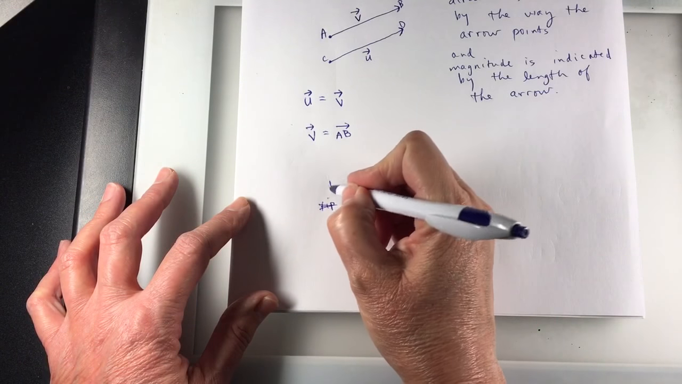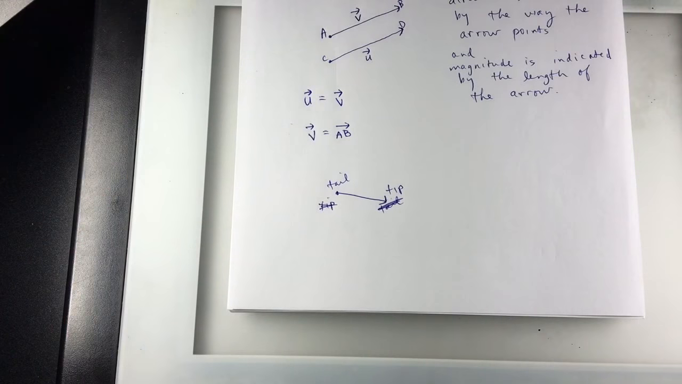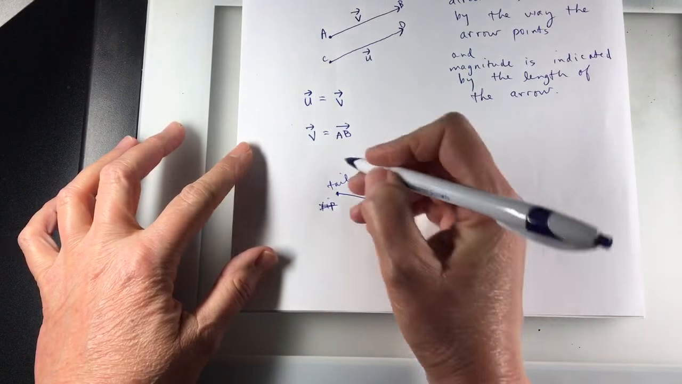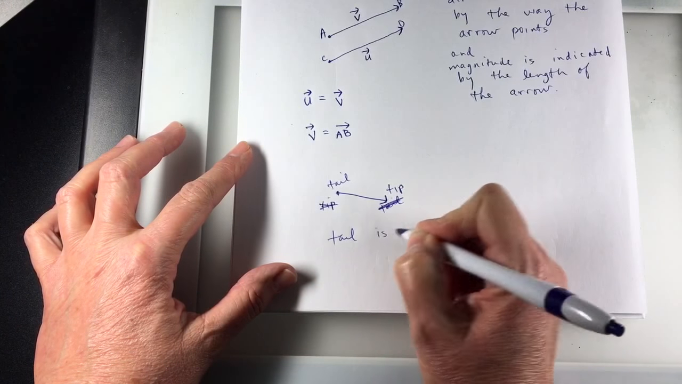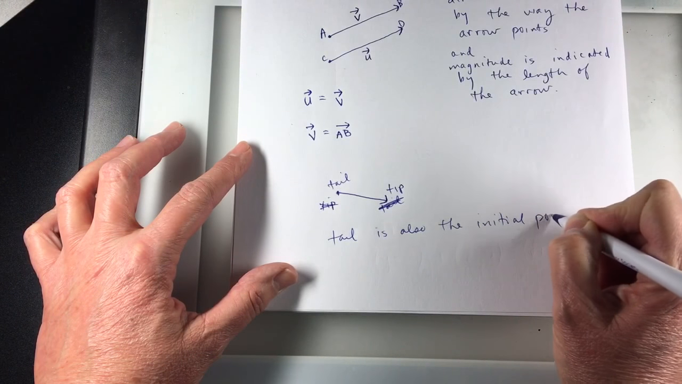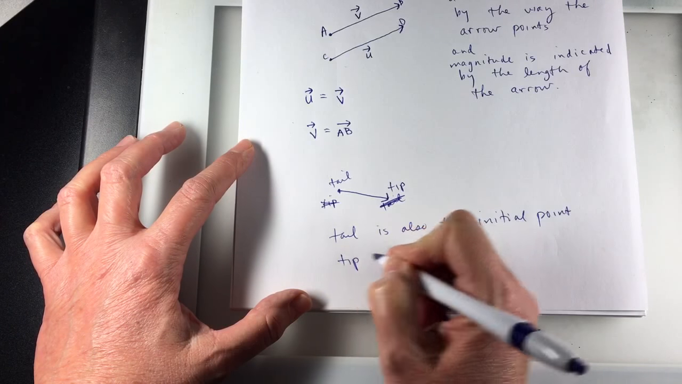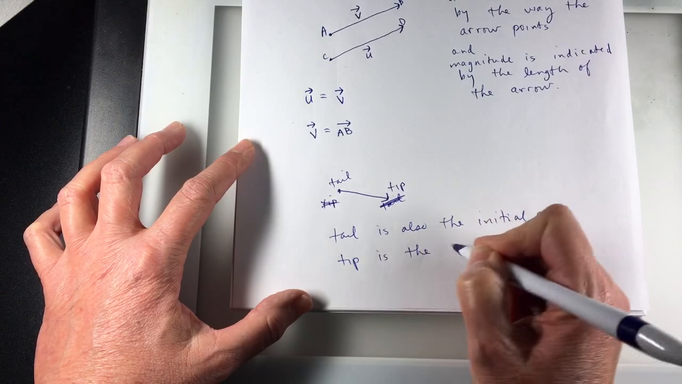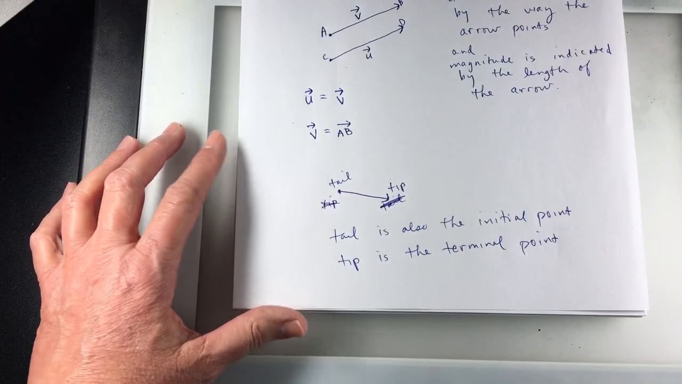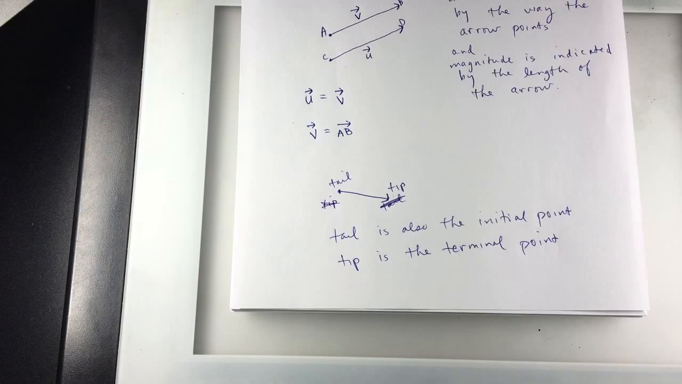All right. The tip and the tail. So the beginning point is the tail, the ending point is the tip. And also, the beginning point can be called the initial point. The tail is also the initial point. And the tip is the terminal point. So if we say initial point, that's the tail; terminal point, the tip. So we have all that.